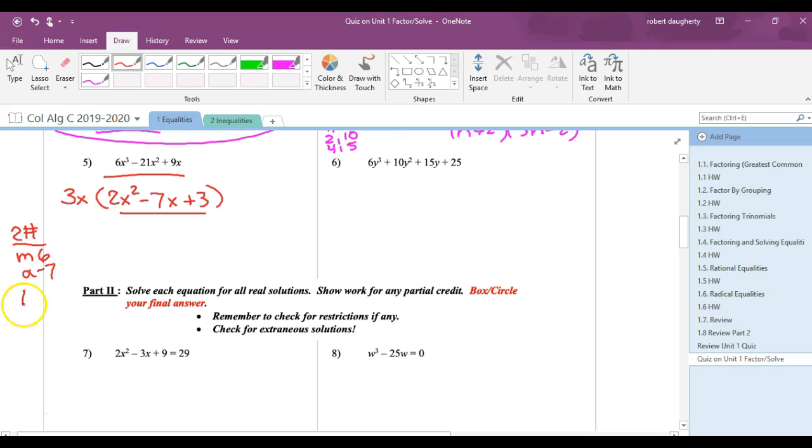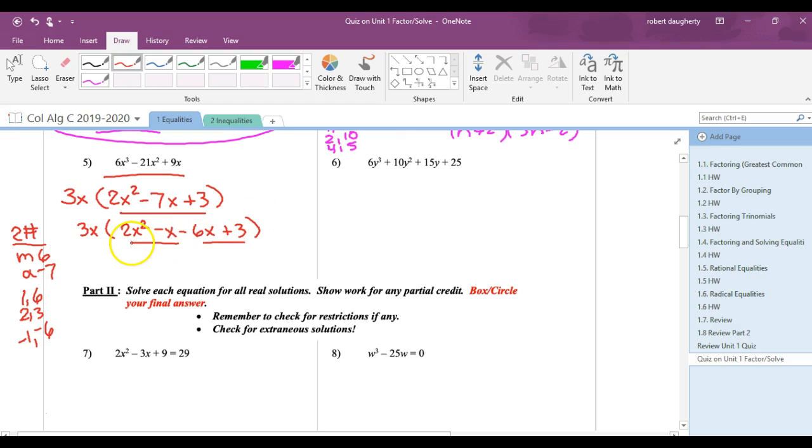The only factors of 6 are 1 and 6, 2 and 3. The only way those can combine to give us 7 is the 1 and the 6. So if I had a negative 1 and a negative 6, those will multiply to 6 and add to negative 7. So this answer is 3x, and then 2x squared minus x minus 6x plus 3.